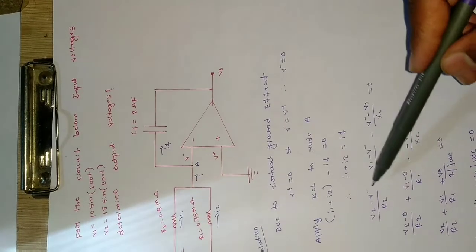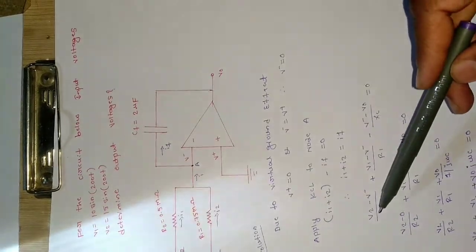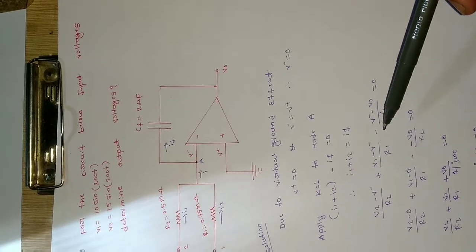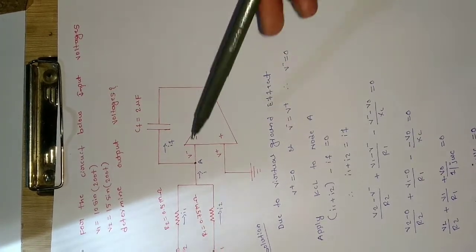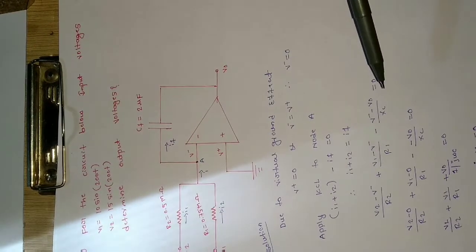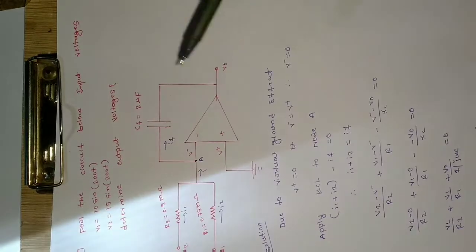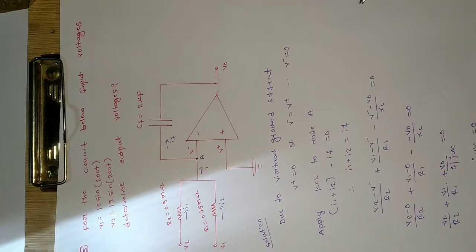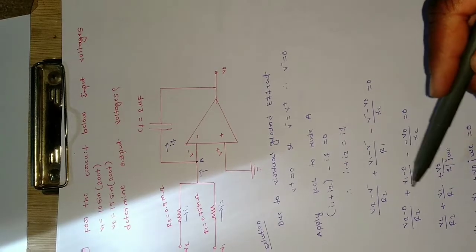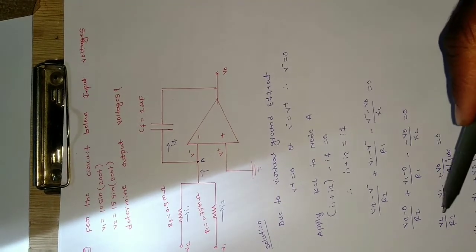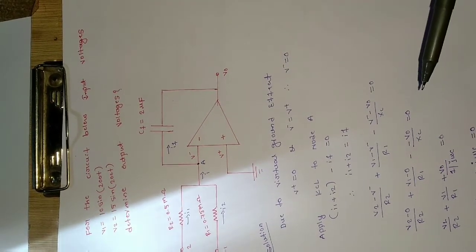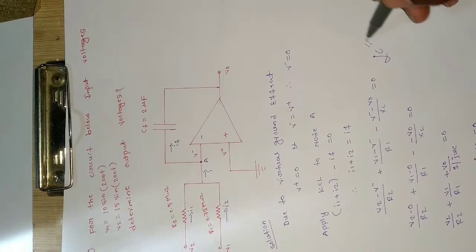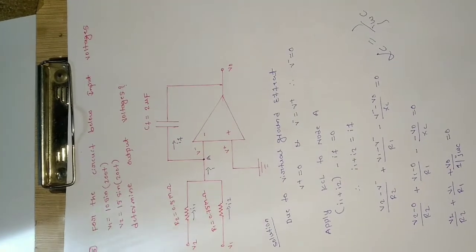So currents are expressed in terms of voltage here. V2 minus V minus by R2 plus V1 minus V minus by R1 equals V minus minus V naught by Xc. The resistance of a capacitor is the reactance, denoted by Xc. So just substitute V minus equal to 0. Then we will be left with V2 by R2 plus V1 by R1 plus V naught by Xc, where Xc is 1 by j omega c here.